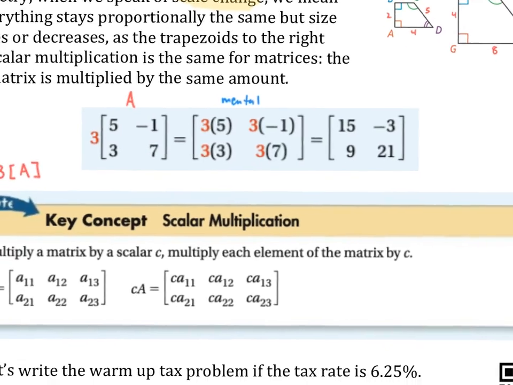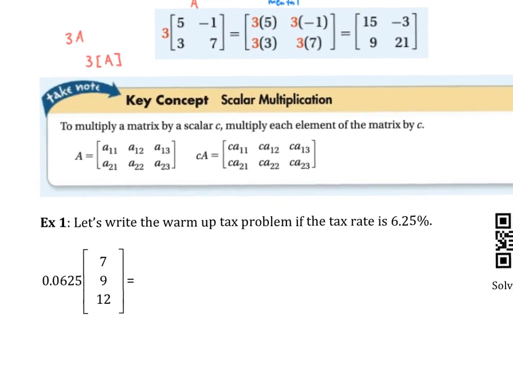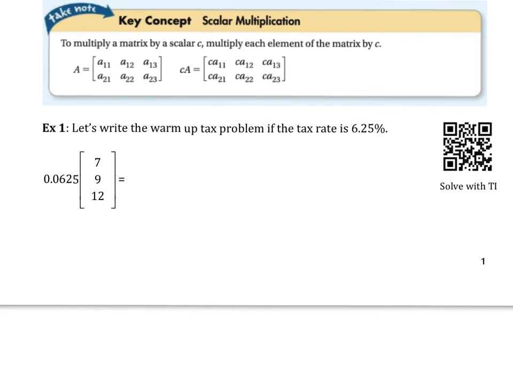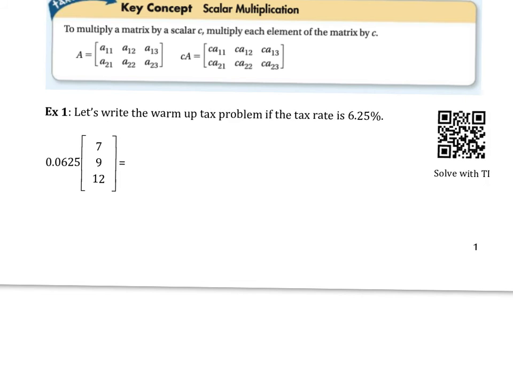So that brings us to the scalar multiplication concept. To multiply a matrix by scalar c, lowercase because it's a variable, we multiply each element of the matrix by c. So if this is my matrix A, then each of these elements gets multiplied by c, and that's it. The only difference between this and this is the c in front, multiplying each element. That's it.